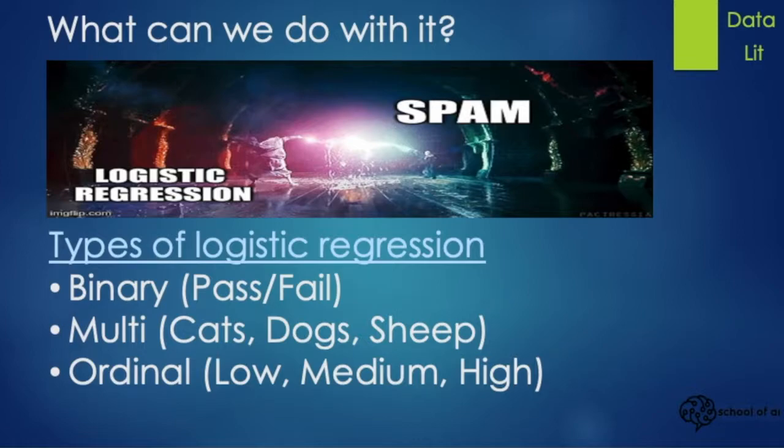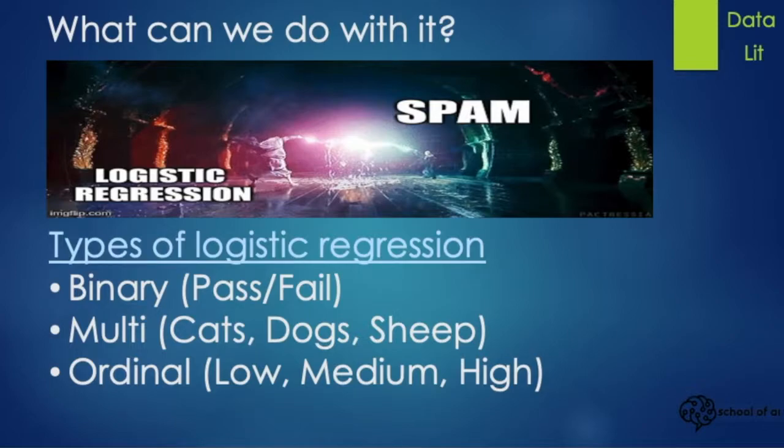In logistic regression, predictions are discrete. That means only specific values or categories are allowed. We can also view probability scores underlying the model's classification. There are three types of predictions that we can do with logistic regression. First one, the binary. So we can predict if the output is pass or fail, spam or not, those kinds of things.